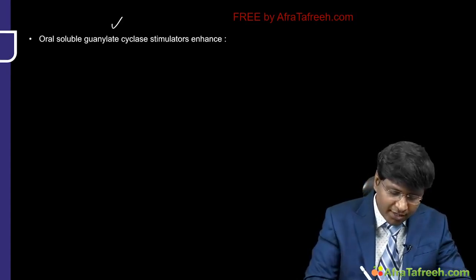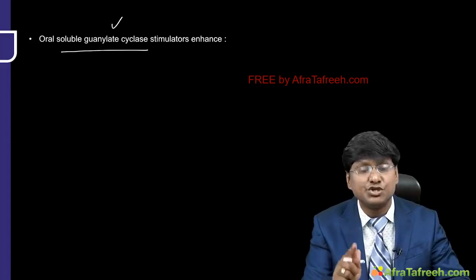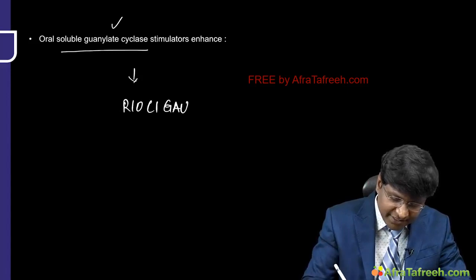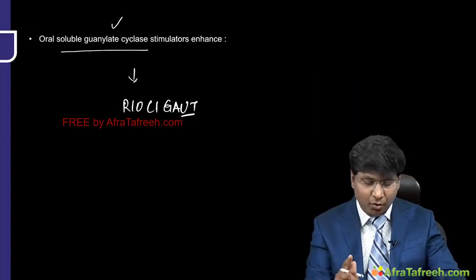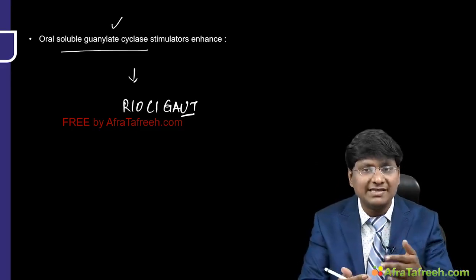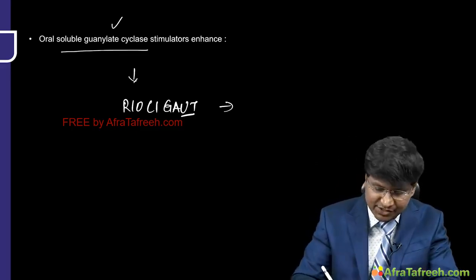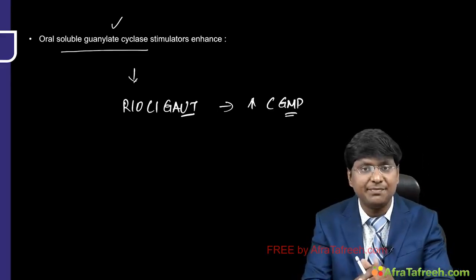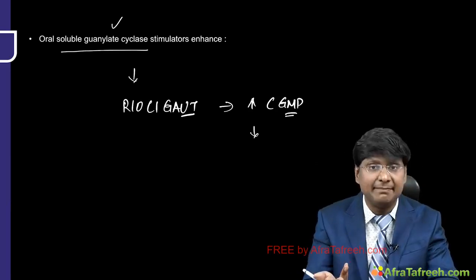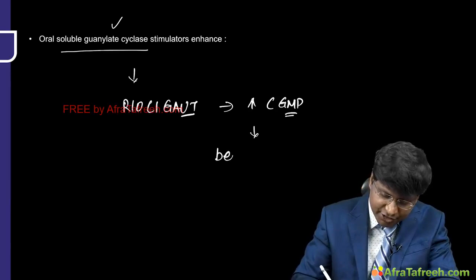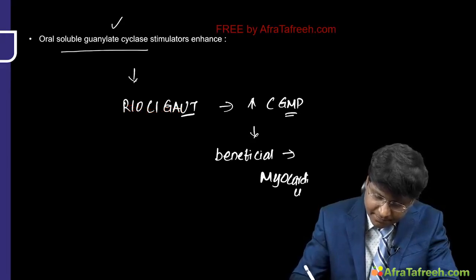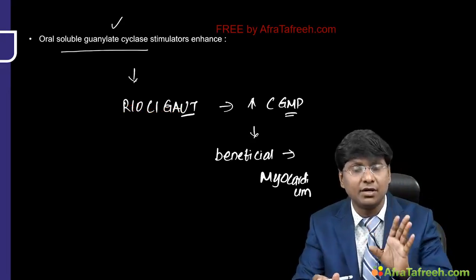You need to give oral soluble guanylate cyclase stimulators. What are the examples? That includes riociguat, an oral soluble guanylate cyclase stimulator. What does riociguat do? It enhances the cyclic GMP pathway, and that will exert beneficial effects on the myocardium.